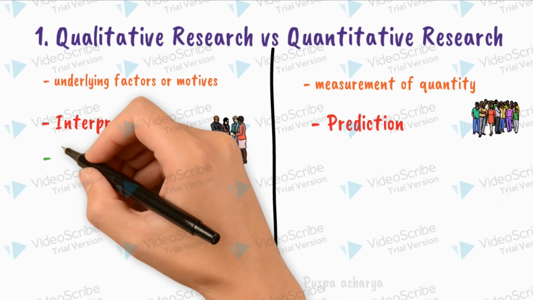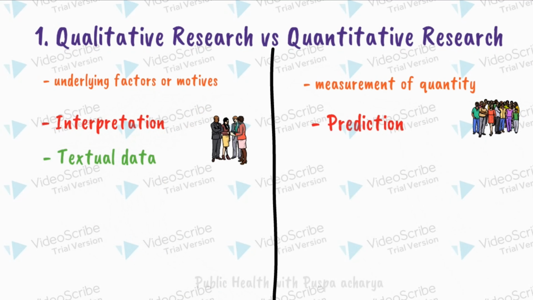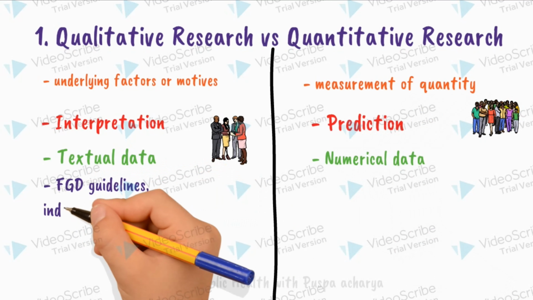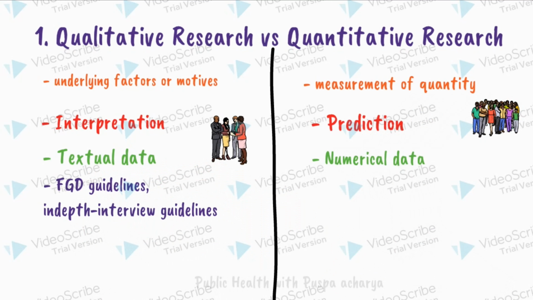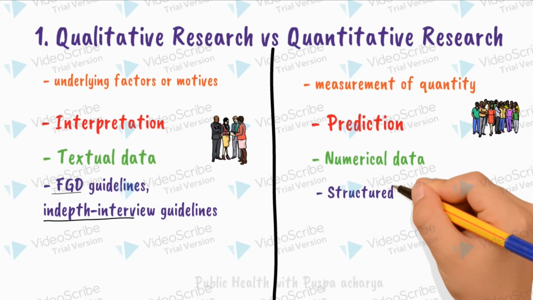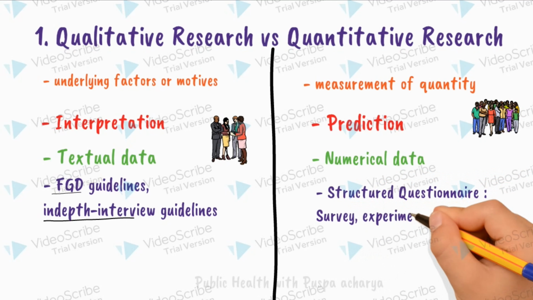In qualitative research, data are in textual form, whereas in quantitative research, data are in numerical form, that means numbers. And in qualitative research, data are collected through focus group discussion and in-depth interview with a specific guideline. Whereas in quantitative research, data are collected through a structured questionnaire. Either we do an experiment or a survey.